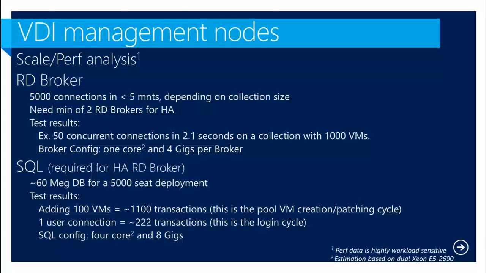You need 2 RD brokers in order to have high availability. We use a round-robin DNS. And here's an example of 50 concurrent connections in 2.1 seconds if you have 1,000 VMs in that collection. Because most of the work is done by the SQL Server, 1 core is sufficient in this configuration for the broker, and 4 gigs is what we threw at this broker.